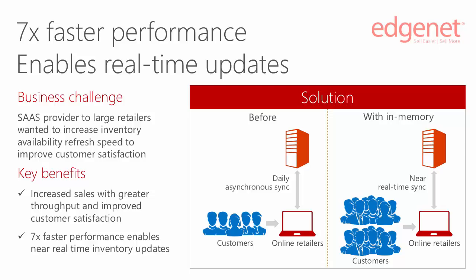The business challenge that EdgeNet had was how to improve performance without increasing infrastructure costs. Their solution was SQL Server 2014's new in-memory OLTP capability, which, without refreshing hardware, increased their transaction speed by 7 times, resulting in near real-time inventory updates. In addition, they also increased the throughput of the system, allowing for a greater number of customers to hit an instance of SQL Server, improving both retail sales and customer satisfaction.